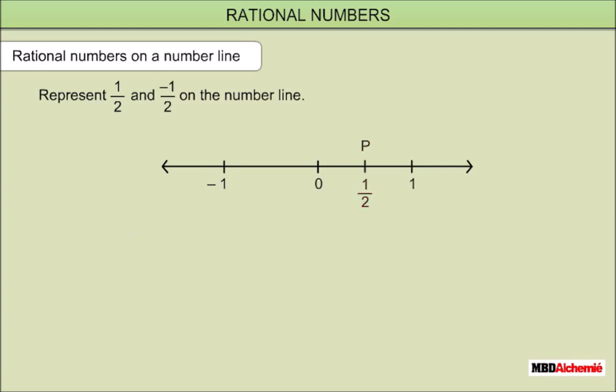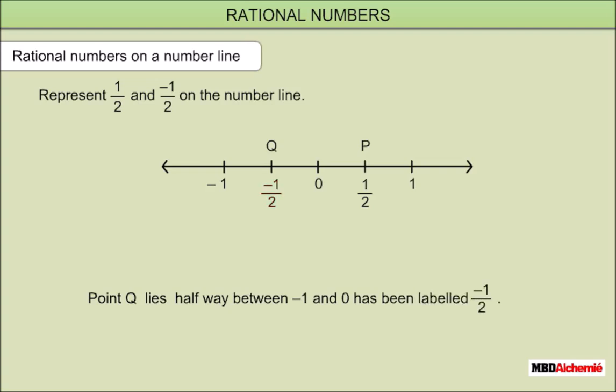Minus 1 by 2 is a negative rational number and is less than 0 and more than minus 1, so it will lie between minus 1 and 0. By dividing the distance between minus 1 and 0 into two equal parts, the point Q lies halfway between minus 1 and 0, and has been labeled minus 1 by 2 as shown.